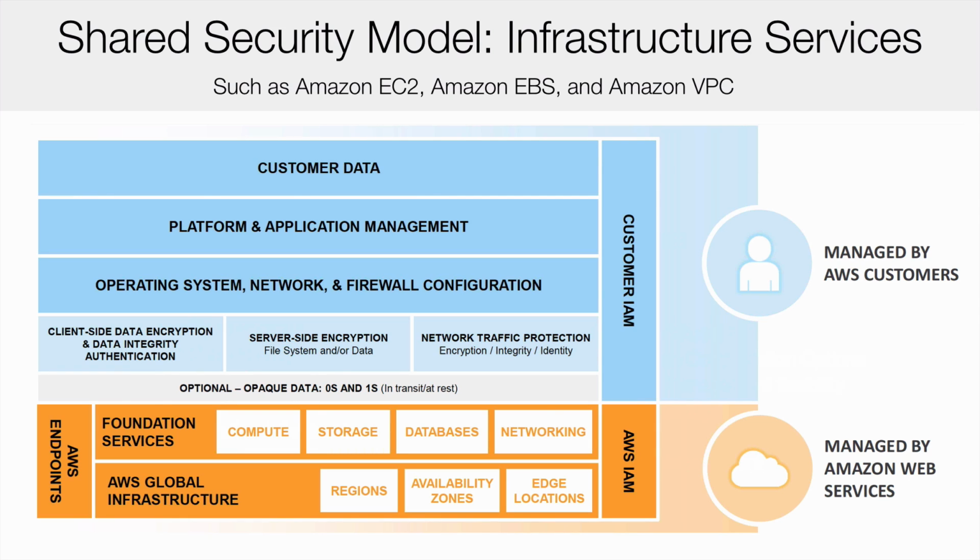Building on our secure global infrastructure, you then install and configure operating systems and platforms in the AWS cloud, just as you would on your own premises or in your own data center facilities, whether those are operated by yourself or by a co-location provider. You then install applications on your platform, and ultimately your data resides in and is managed by your own applications.